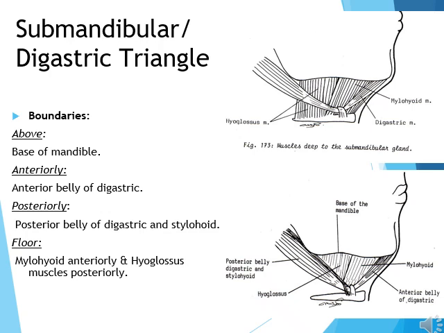So, the superior boundary is made by the base of the mandible, and the anterior belly of the digastric muscle, and the posterior belly of the digastric and stylohyoid muscles. So what about the floor? The floor is made by the mylohyoid muscle anteriorly and the hyoglossus muscle posteriorly.